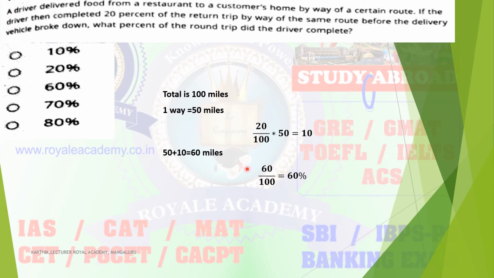So that you have to find out. That is nothing but 60 miles divided by total miles, which is 100. That is nothing but 60%. When we have to convert the fraction into percentage, you have to multiply by 100. So you will get the percentage, that is nothing but 60%. So 60% that vehicle traveled while delivering the food from the restaurant to the customer. Okay, so which option is correct? Option C is correct.